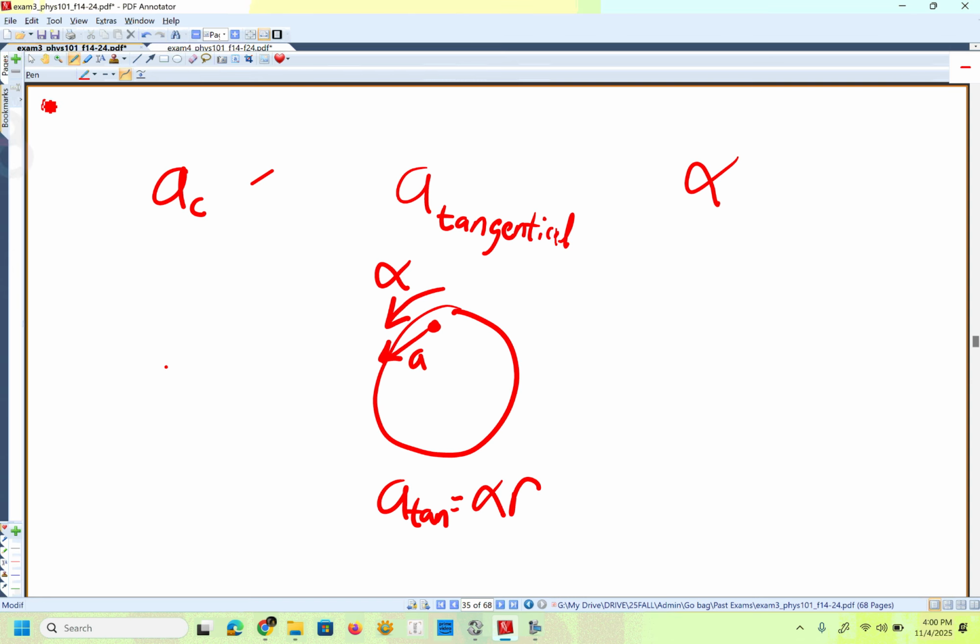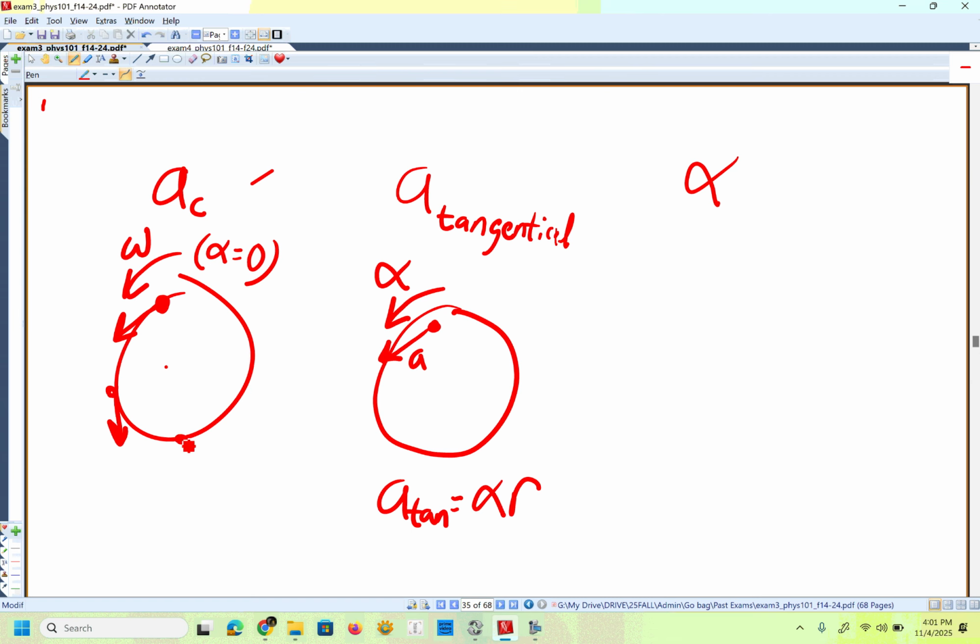There's the centripetal acceleration too. If I imagine an object with a constant angular velocity, that is that alpha is equal to 0, a wheel or a disk or whatever it is that's just spinning at a constant rate, any point on this disk is going to have a velocity that's constant, but it's going to be changing direction all the time.